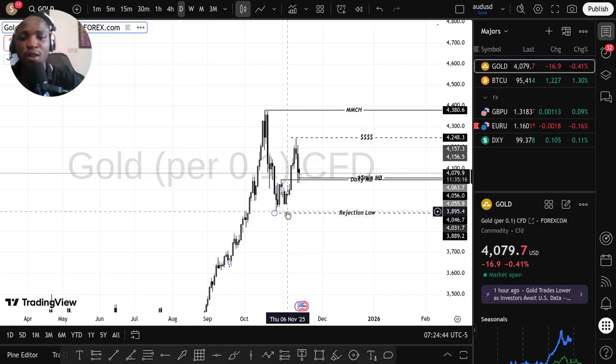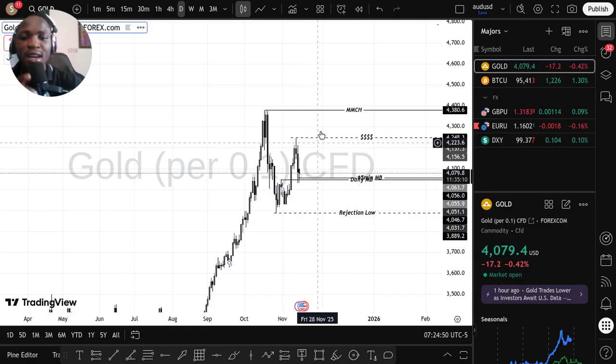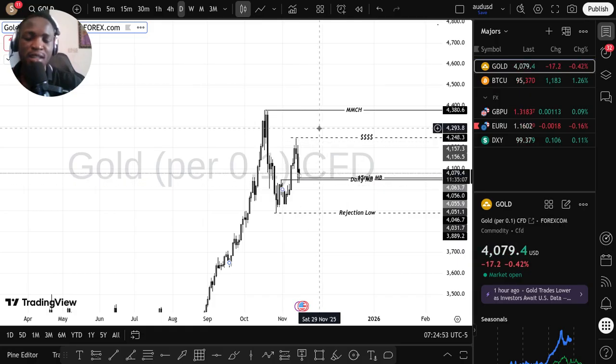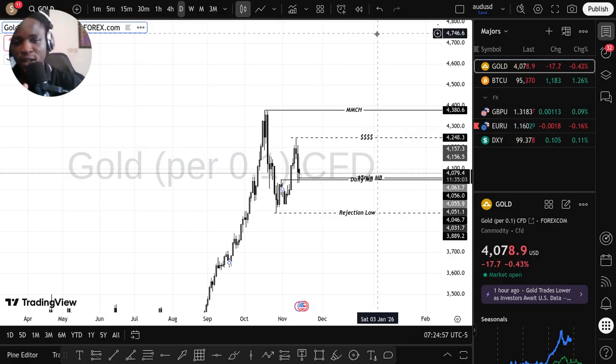So this is the low, and this is the high, and hopefully price is creating a higher low here to create a higher high, right? And if price is going to keep buying, it's going to create another higher low and a new higher high. So this is my trade idea for today, and this is how I got it.